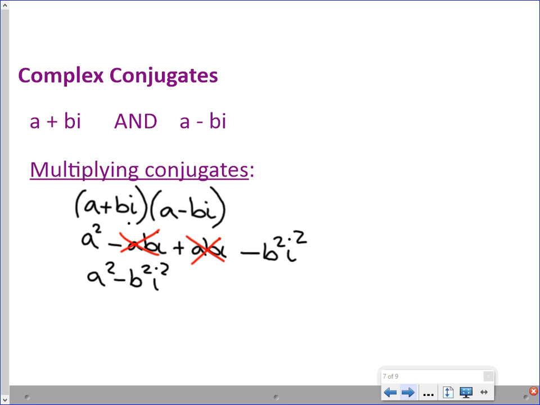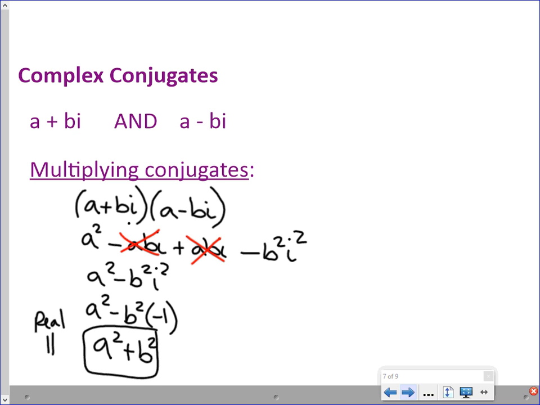i squared is really negative 1, so that's a squared minus b squared times negative 1, which means when you multiply complex conjugates, you always come up with a real number, a squared plus b squared. It has no i in it anymore. Real number, yay. Now, if you want to do this work every time when you multiply complex conjugates, that's great. You can do it, and it'll always work out to be this thing.